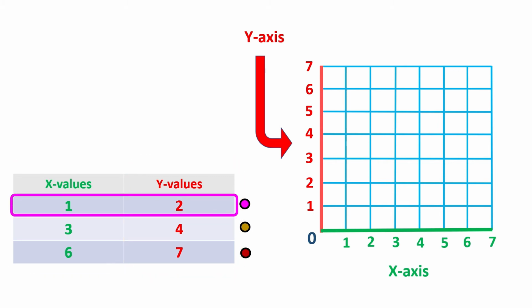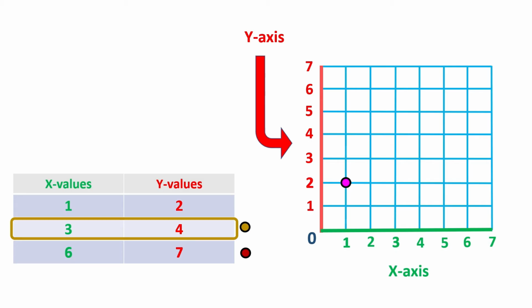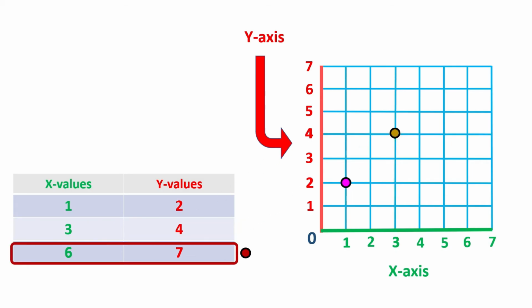To plot a point, we circle a row, find the x value on the x-axis, then extend that line. Next, we find that row's y value on the y-axis and extend that line. The place where the two lines cross is where we plot the point. We repeat this for each row of the table.